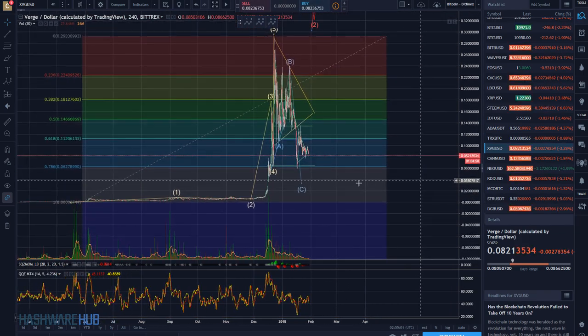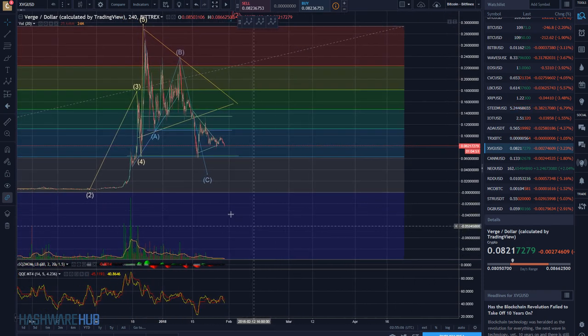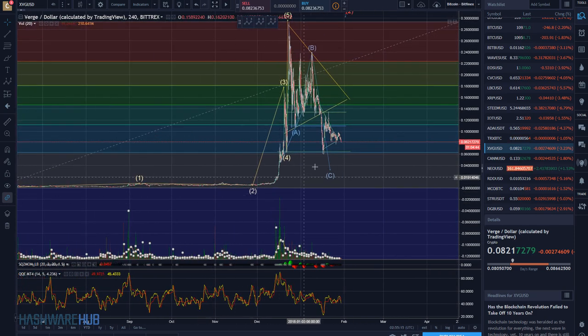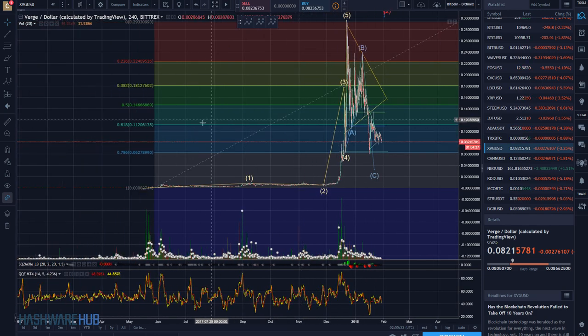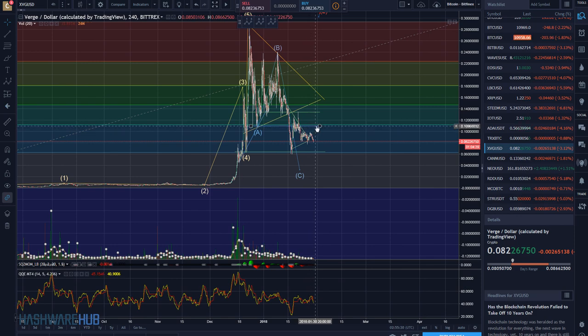All right, so what do we see? We see that the 0.786, in other words the 78.6% line, is right here, basically right on the support line we had drawn. Also the 0.618, in other words the 61.8% line, is pretty much right where we drew this one right here. So these are pretty significant lines, to say the least.